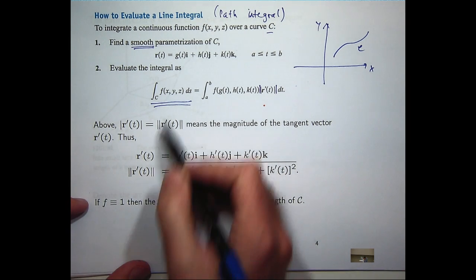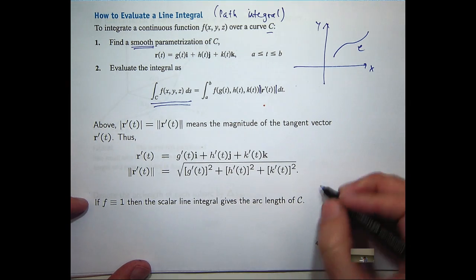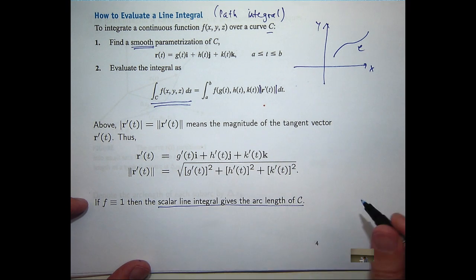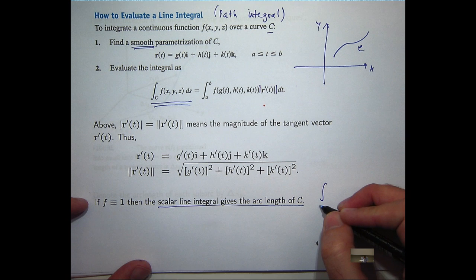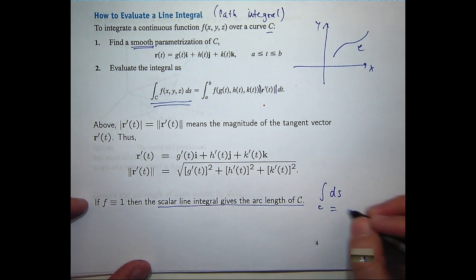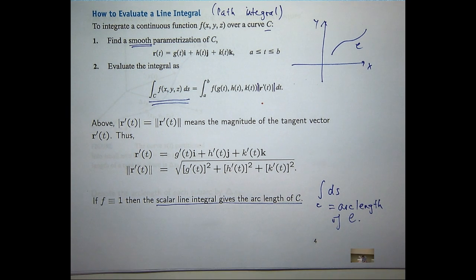If my f is just the constant function 1, then this scalar line integral, or the path integral, gives us the length of the curve C. So if I just replace f with 1 in here, then that's just the arc length, or the length of the curve C. And this was discussed right at the end of first year, actually, but I'll refresh your memory a little bit today about that.